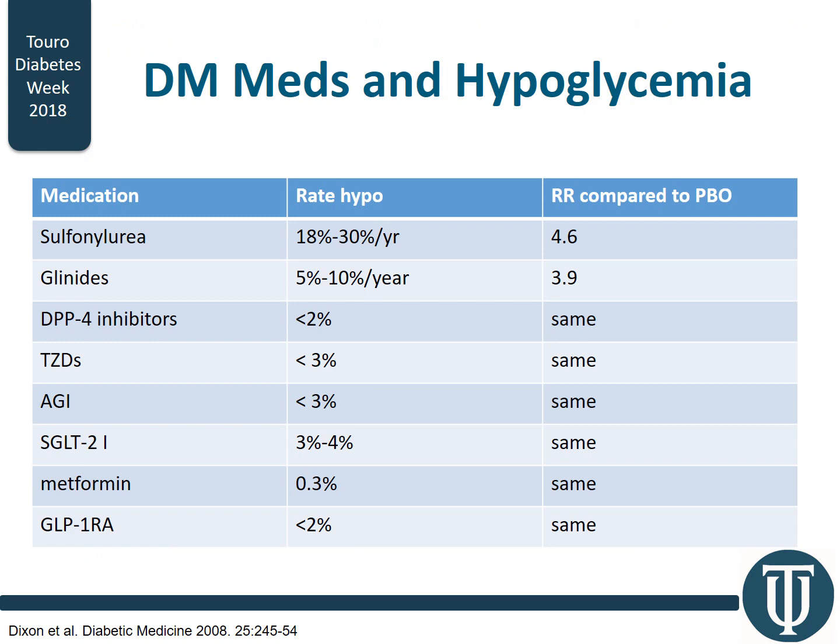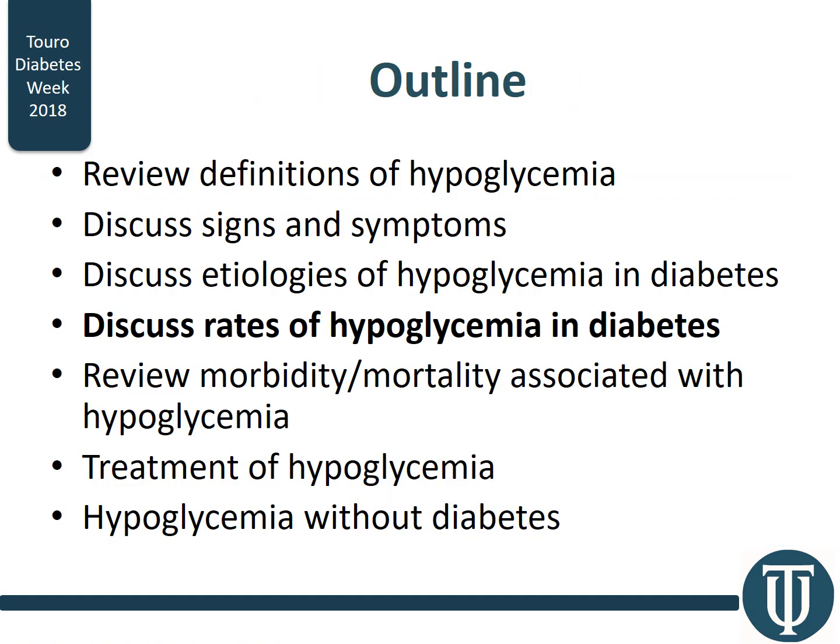This graphic is really just to show you the relative risk compared to placebo. Again, the sulfonylureas and glinides are your highest risk, anywhere from 3.9 to 4.6 times higher than placebo, where you can see the rest of the medications are really equivalent to placebo in the risk for hypoglycemia. And so this is not the only factor that we use to decide on a medication, but it is one that you should consider. So how common is hypoglycemia in diabetes?